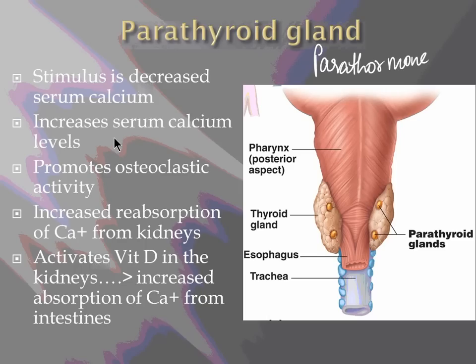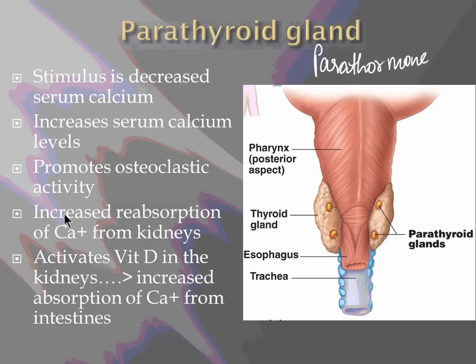How do they do that? They do the exact opposite of what calcitonin does. So they cause osteoclasts to become very active. Osteoclasts break down bone and release calcium. So when that happens, calcium goes into the bloodstream and your blood calcium levels increase.